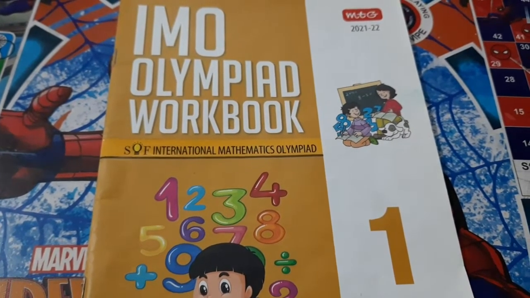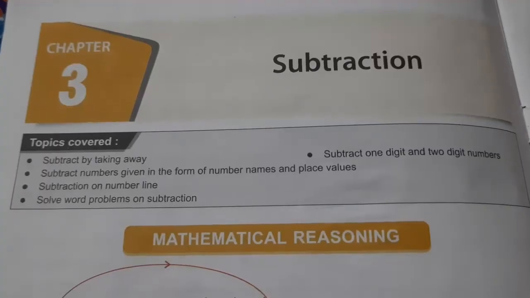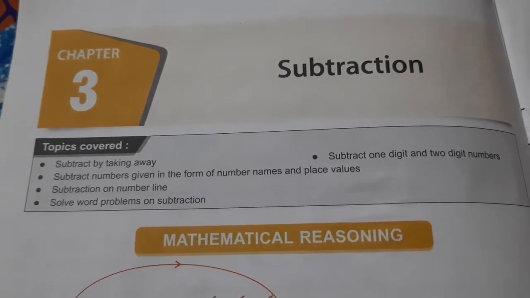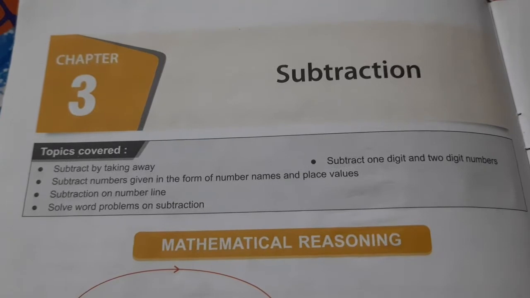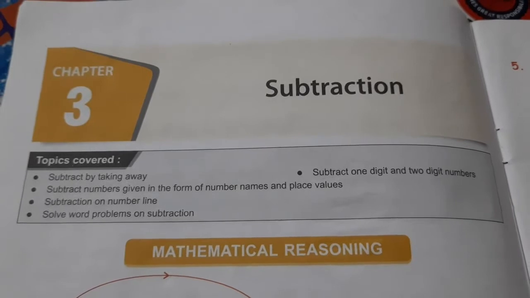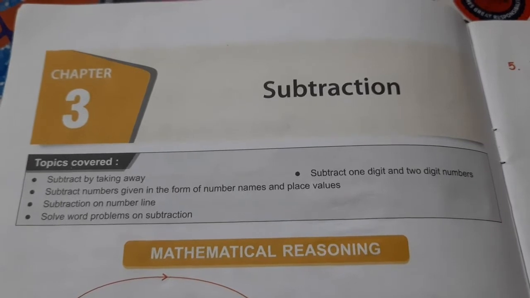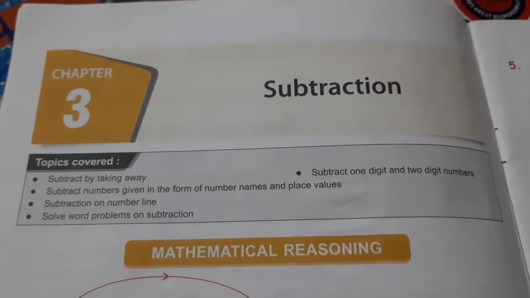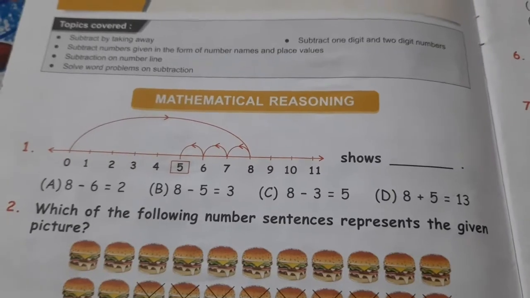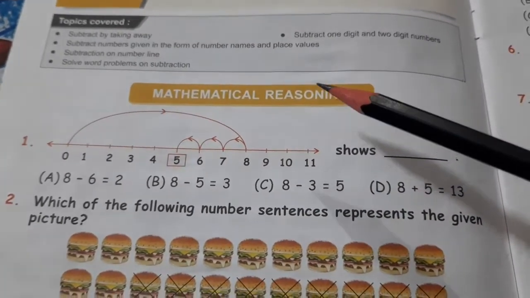Today, we will be discussing IMO International Mathematics Olympiad for Class 1, Chapter 3 Subtraction. Topics which will be covered in this chapter are: subtract by taking away, subtract one digit and two digit numbers, subtract numbers given in the form of number names and place values, subtraction on number line, solve word problems on subtraction. So let's get started with the chapter Mathematical Reasoning, first section.